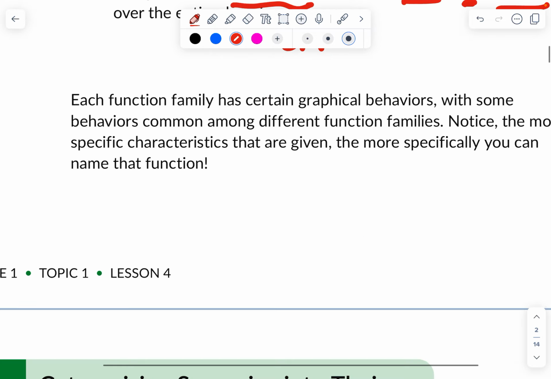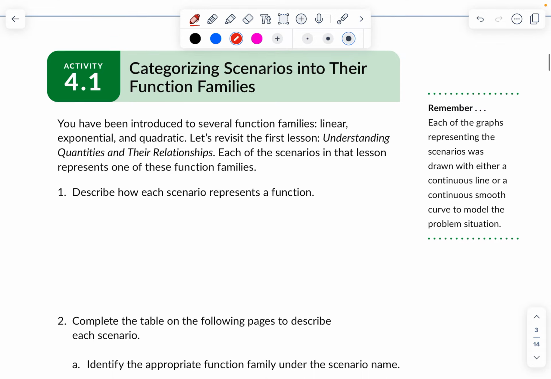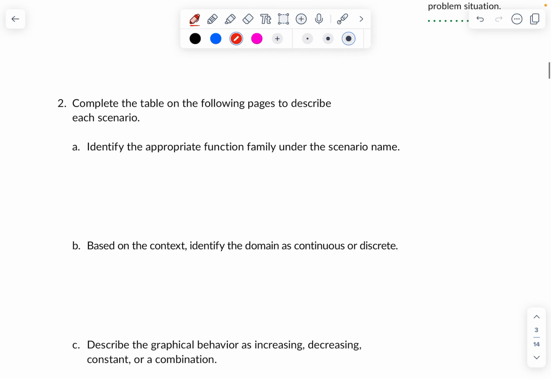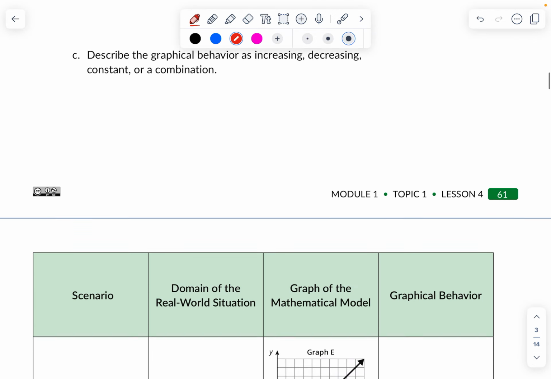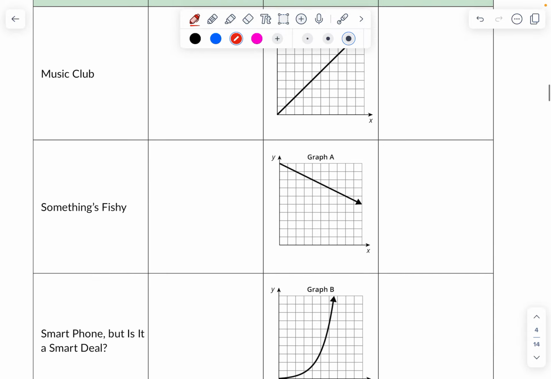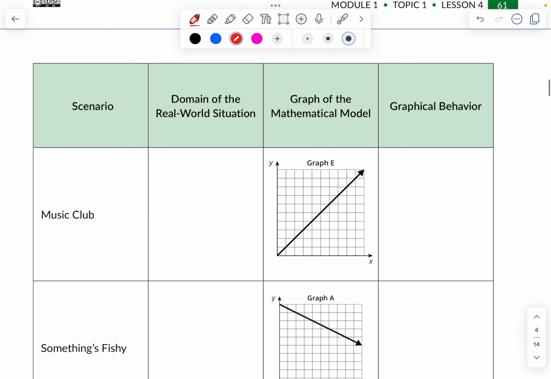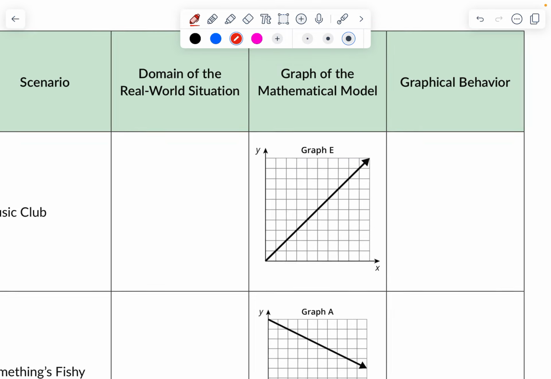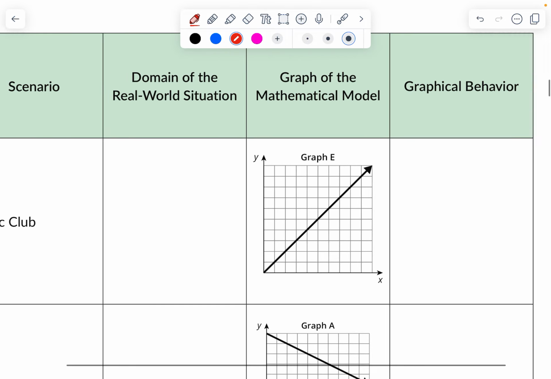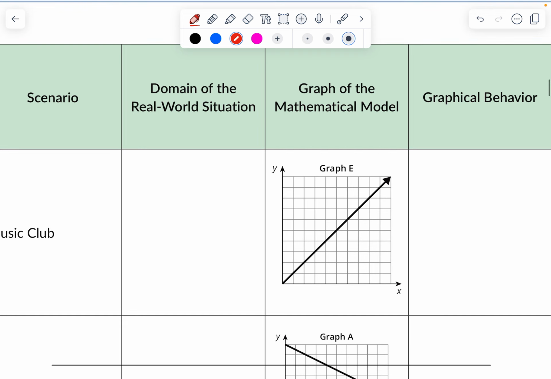That's exponential. Okay, we're going to go back and revisit some of the scenarios that we did in the very first lesson that we did. Remember the music club and the fishy and all the aquarium and all that good stuff? Okay, so we're going to talk about the domain and the range, and some different stuff.